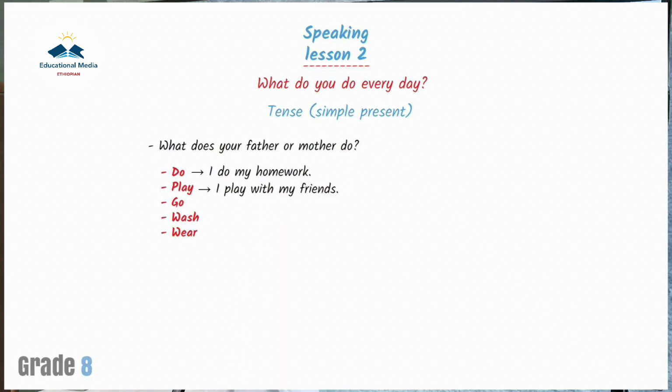You may play with your friends. You may play with your what? With your parents. Yes. You may play with your teachers too. There are kinds of games that the teachers use to teach you so as to understand any kind of lesson in the classroom. So play is also another important verb to use in the case of simple present tense, or to talk about your day-to-day activity.